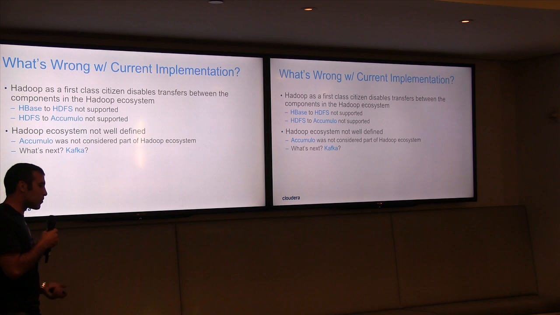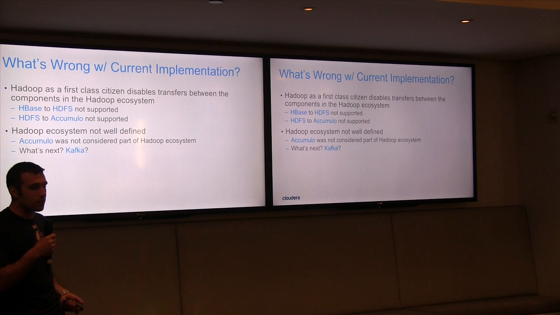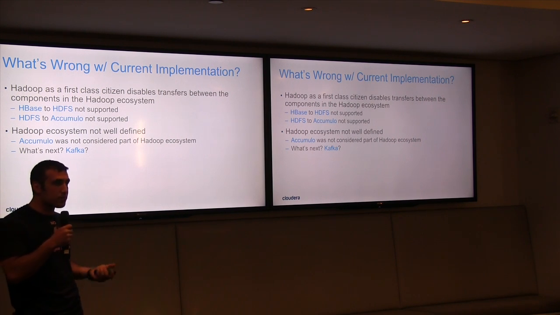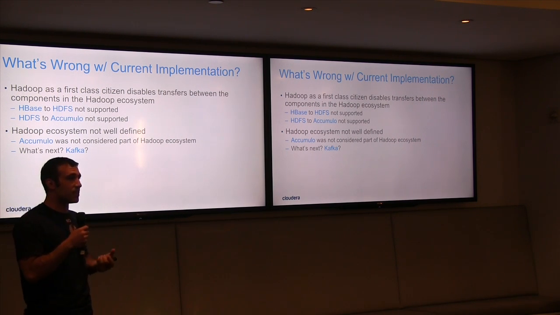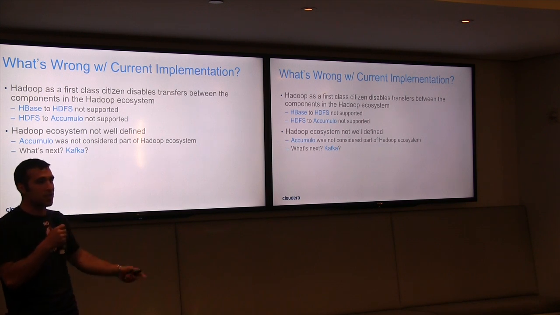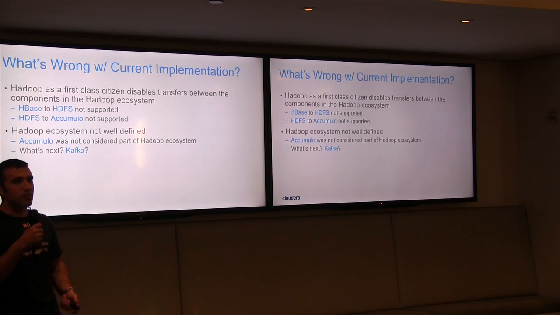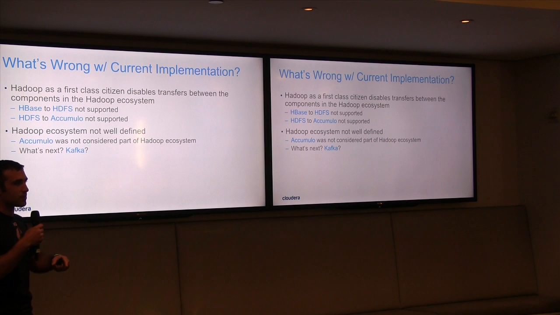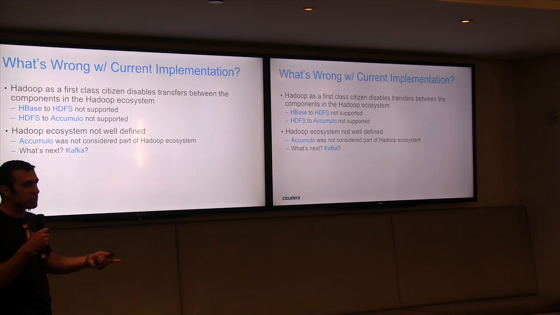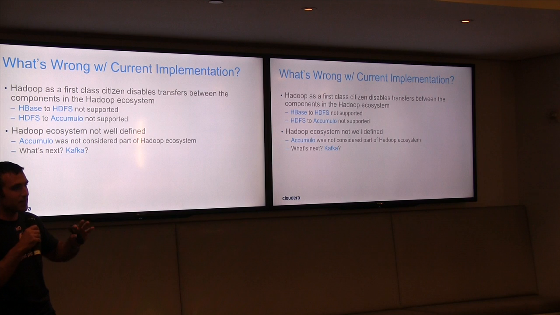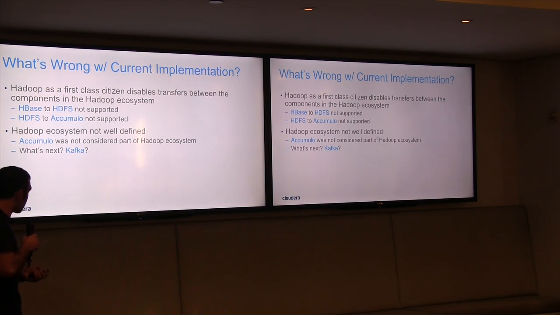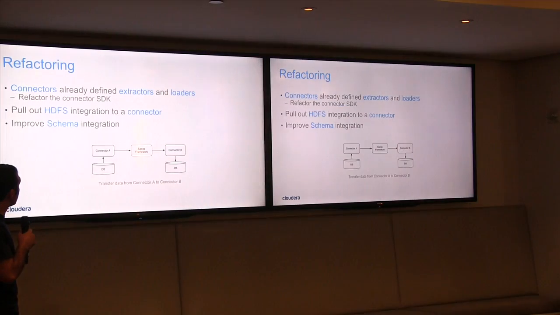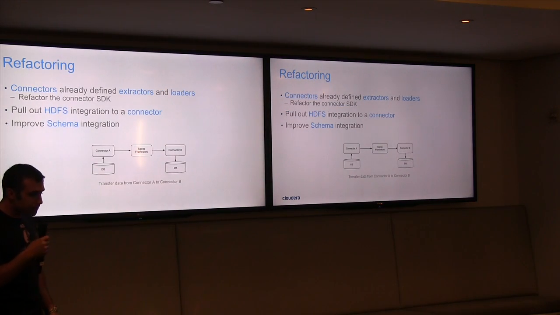The Hadoop ecosystem is not well defined. One example of this is, Accumulo wasn't considered part of the Hadoop ecosystem, but then people decided, hey, I want to use Sqoop to transfer from a relational database to Accumulo. Okay, well, does that mean we should be able to transfer from Accumulo to HBase as well? That's not so well defined. And so with that, we decided to refactor things.